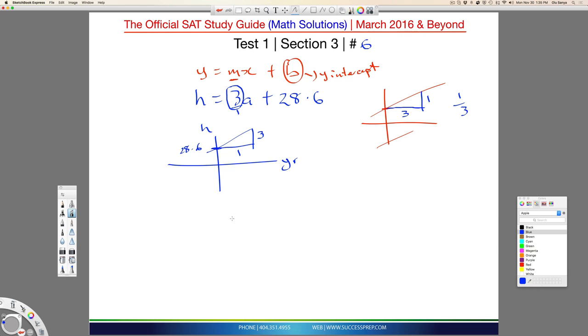And so to answer the question, the answer there is A, because all you have to do is look at this equation and pull out the slope, because the slope is what's telling you what's happening in every 1 unit. And the unit here is 1 year. Every year it goes up by 3, which is the number of inches for the boys. So the answer here is A.